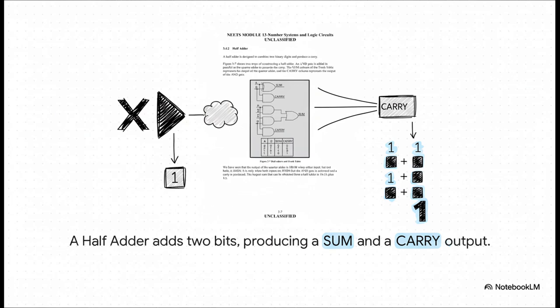And here's our first one. This is a half adder. It uses that XOR gate we just talked about to calculate the sum of two bits. But crucially, it also gives us a carry output. This is exactly like when you're in grade school doing addition and you had to carry the 1 over to the next column. Same idea, just in binary.